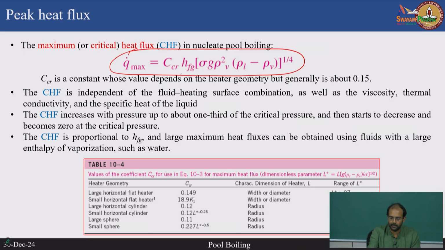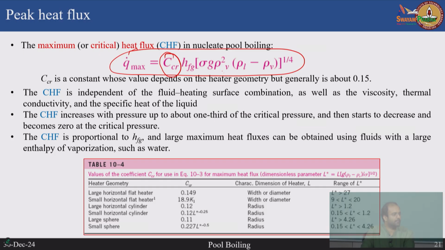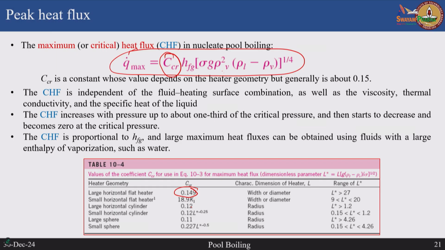This depends mostly on the thermophysical properties of the fluid, and there is one coefficient called CCR, which is an empirical coefficient that depends on the type of geometry of the heater. So, it is not the same as the CSF that you had before, because that depends on the surface and fluid combination, but the CCR depends only on the geometry of the heater, whether you have a flat heater or a cylindrical heater and so on. So, for a flat heater you have a value of about 0.149, if you have a cylindrical heater it is about 0.12 and so on. Apart from that, you can estimate the critical heat flux from only looking at the thermophysical properties of the fluid.